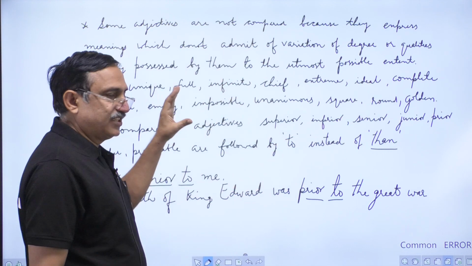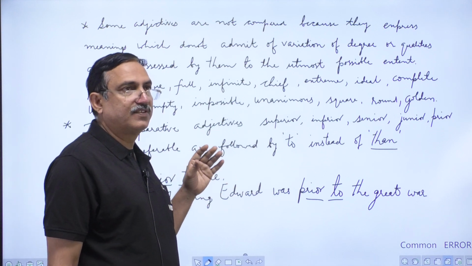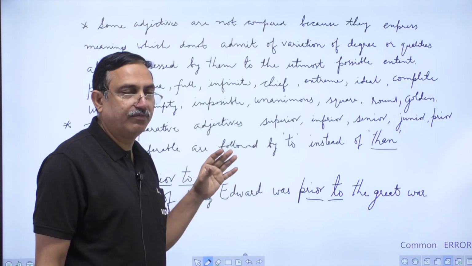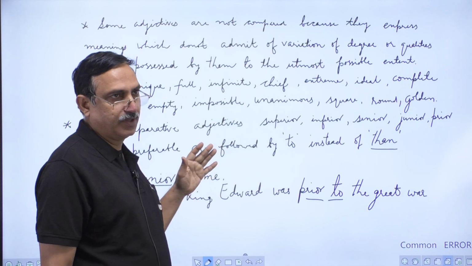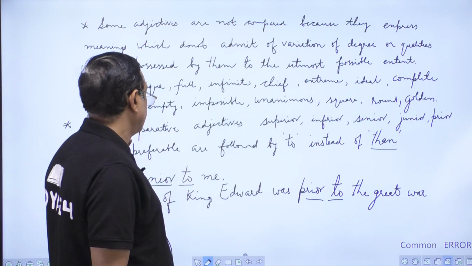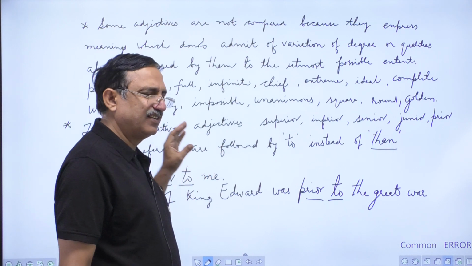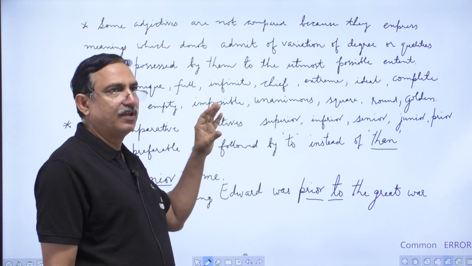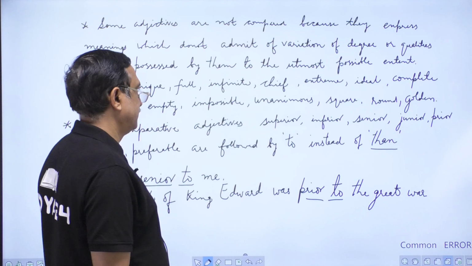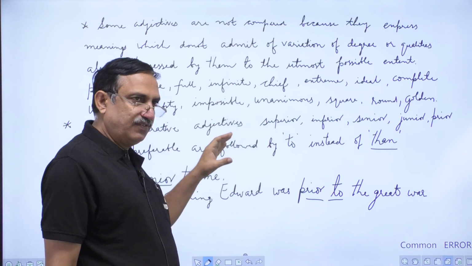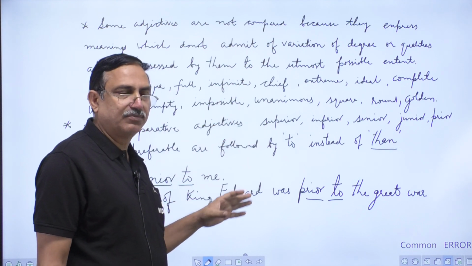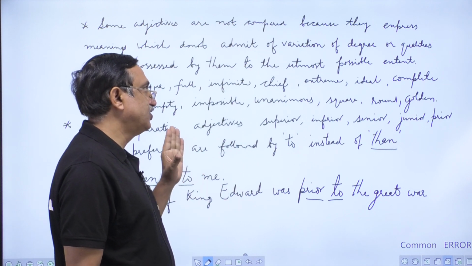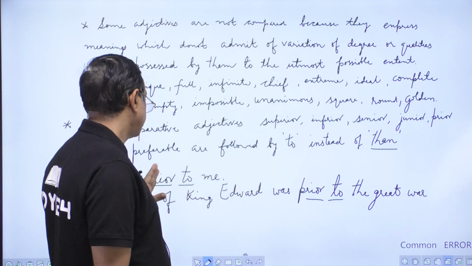So these are the adjectives where no degree of variation takes place. So perfect cannot be more perfect, most perfect. It is only perfect. Similarly, chief. Chief cannot be chiefer, chiefest or something. It will be only chief.